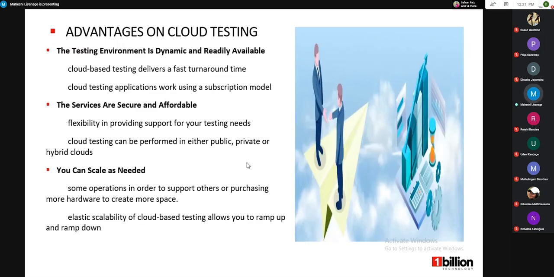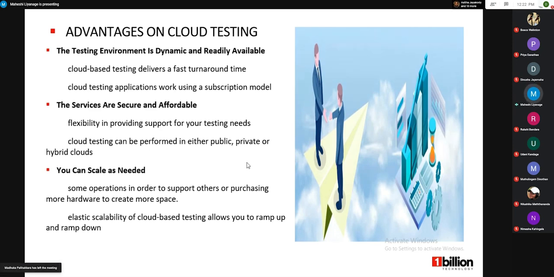Then we have the advantages of cloud testing. Currently, so many businesses and organizations are switching to cloud-based testing because there are thousands of advantages. I have mentioned a few of them here. The first one is that the testing environment is dynamic and readily available. The nature of cloud-based testing will deliver you a fast turnaround time.